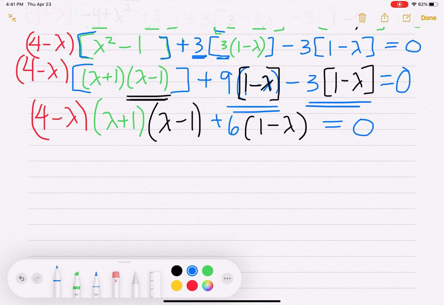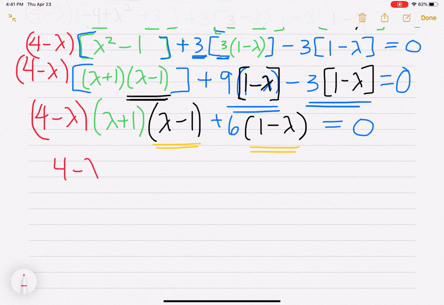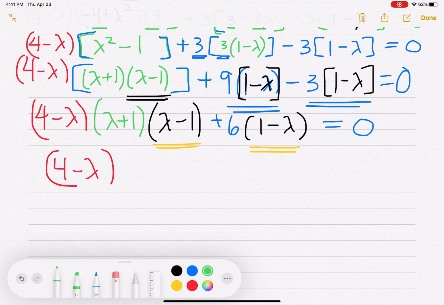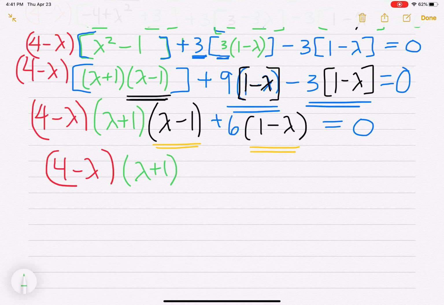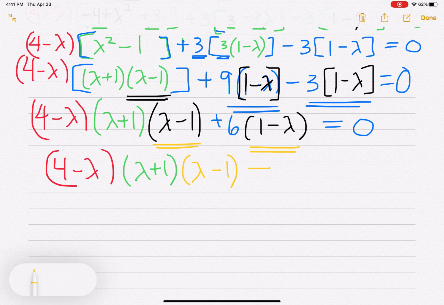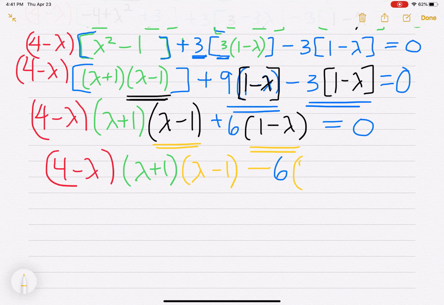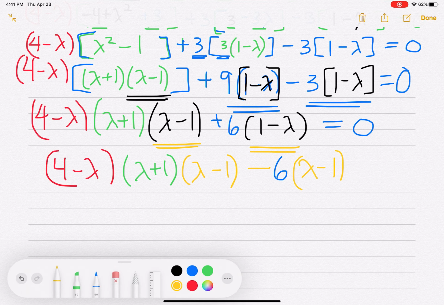Now, these black 1 minus lambda and lambda minus 1 look pretty similar, right? I'm going to underline them in yellow. They're pretty similar, not quite the same though. They got different signs. So I'm going to leave the 4 minus lambda, the lambda plus 1, and the lambda minus 1 here. And you see that positive 6? I'm going to make that a negative 6, and flip the signs on 1 minus lambda to make it lambda minus 1. And that's equal to 0.